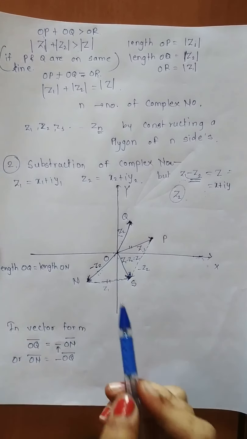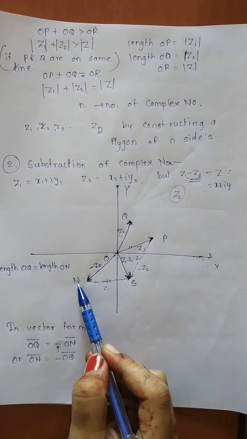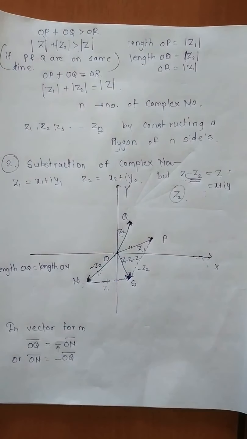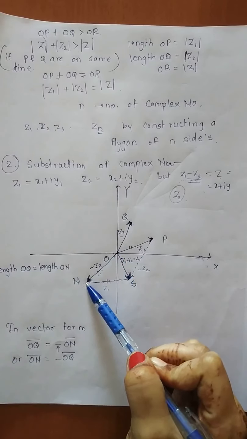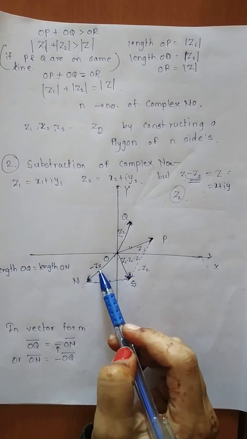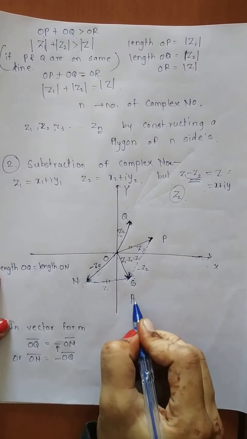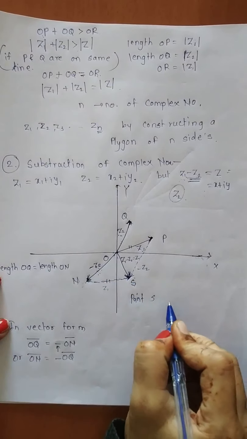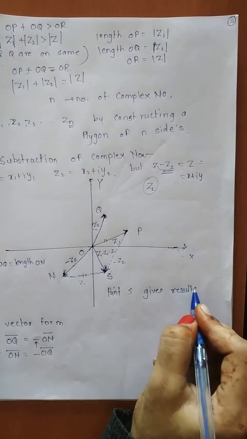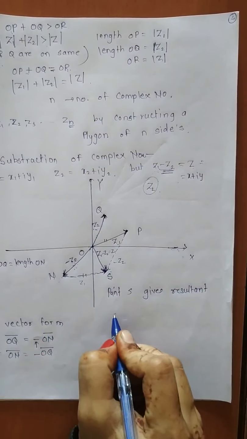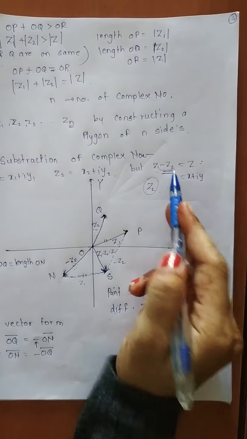Okay, so ON bar is the position vector of point N. So this ON bar is the position vector of point N, which corresponds to the complex number minus Z2, and point S gives the resultant difference. Diagonal is nothing but the resultant, and it will give the difference Z equal to what? Z1 minus Z2, means this value.